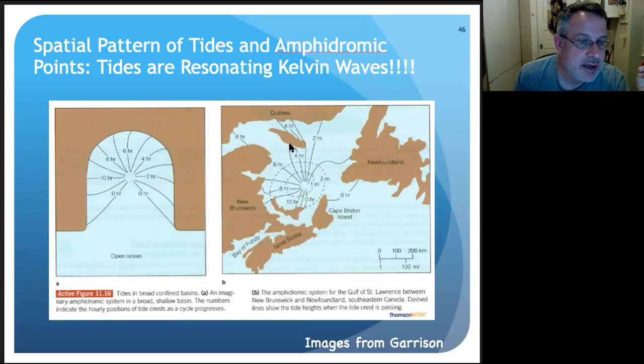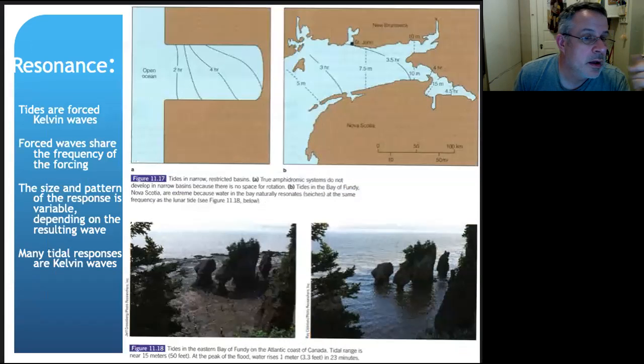Sorry, not the Bay of Fundy. This is showing the amphidromic points in the Gulf of St. Lawrence. Excuse me. Bay of Fundy also has this kind of a pattern, but it's not what's shown in this figure. Here's the Bay of Fundy now, zooming in. You see that there's a resonance because the time for this wave to propagate in and out is just the amount of time that you're getting. It resonates at the same frequency as the lunar tide.